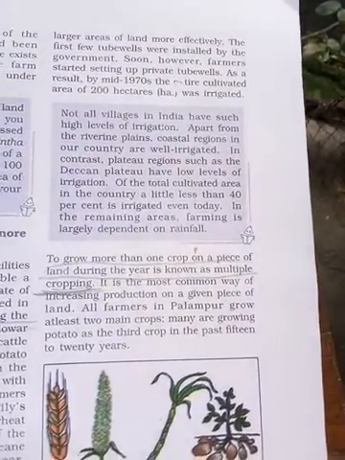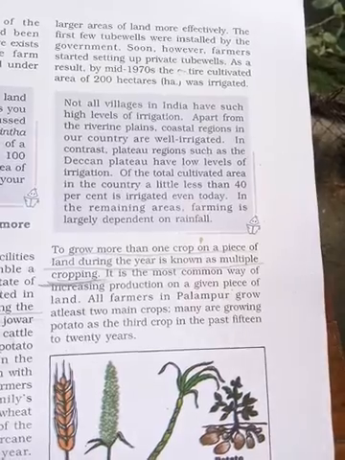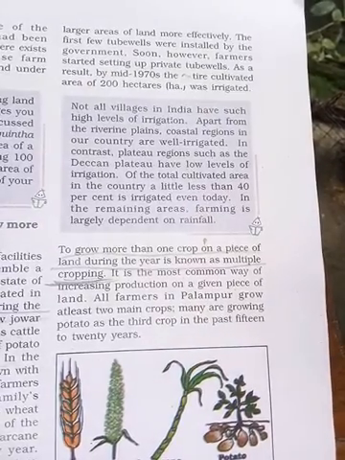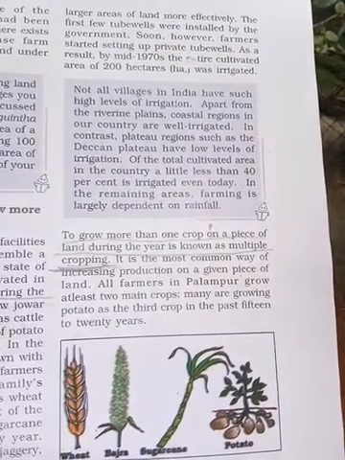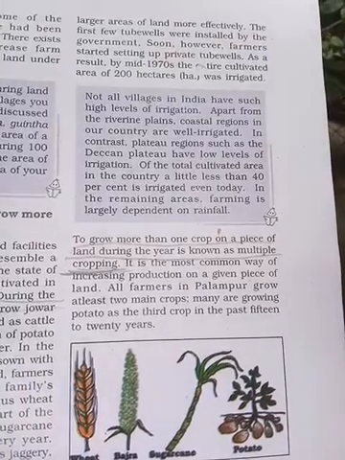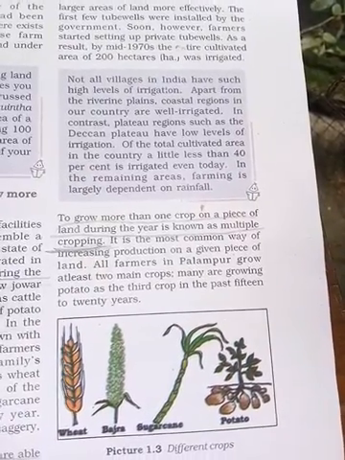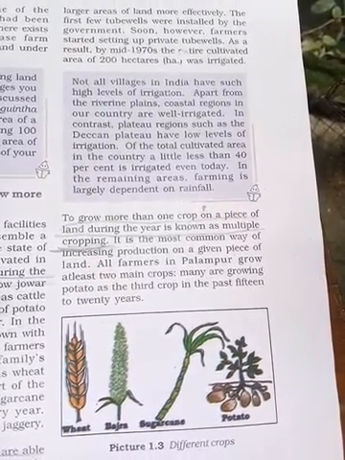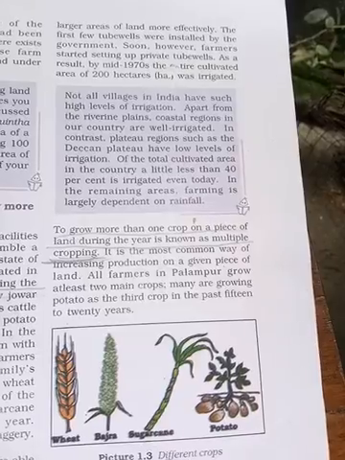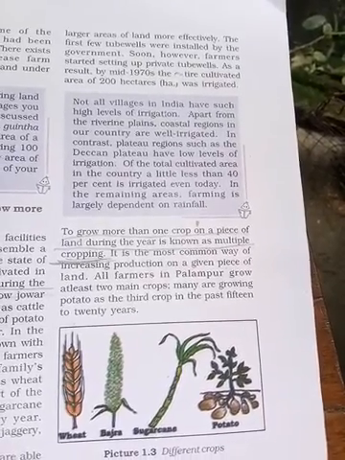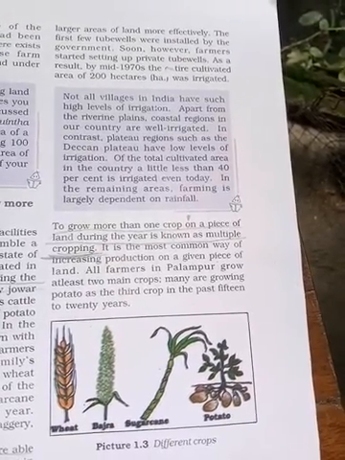The first few tube wells were installed by the government. That means some tube wells were installed by the government. Soon, however, the farmers started setting up private tube wells. That means after the government introduced tube wells, they started using private tube wells. As a result, by the mid 1970s, the entire cultivated area of 200 hectares was irrigated through tube wells.